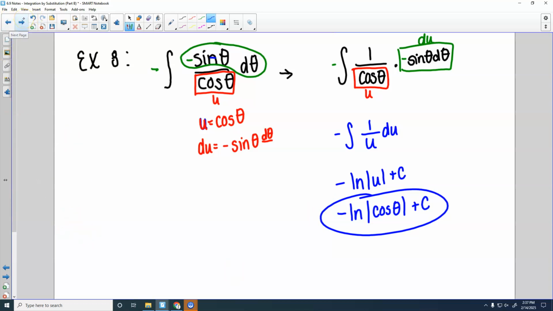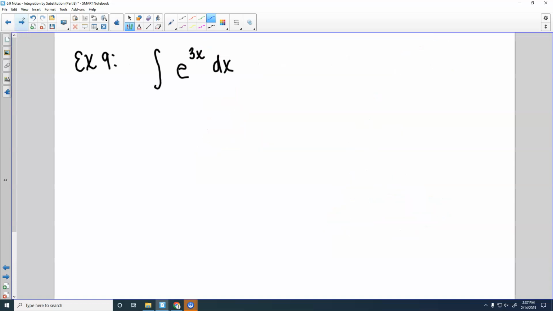Okay, questions? All right, we got a couple more to do. E's are very easy. E's are so easy that sometimes they're difficult. Sometimes they look like they don't even need a u to u because they're so tiny. And of course, what makes E's the easiest to deal with is that the derivative of e to the x is e to the x, and the integral of e to the x is also e to the x. It is its own derivative.